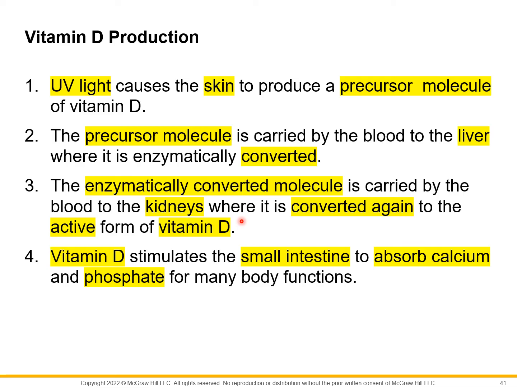Now, ano ba ang pakinabang ng vitamin D? Vitamin D stimulates small intestine to absorb calcium and phosphate for many body functions. So, kailangan daw po natin yung vitamin D para, ayun nga po, para matulungan yung small intestine natin to absorb specific types of minerals.